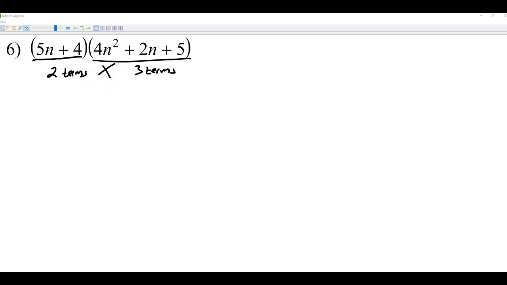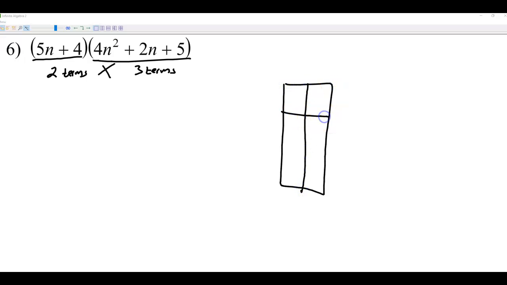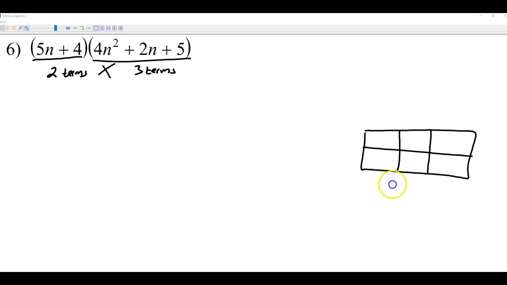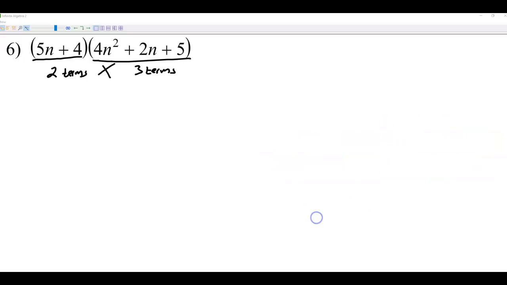2 by 3. So you could draw your box like this, 2 by 3, or you could draw your box like this. It doesn't matter. You should end up with the same answer in the end. I like the horizontal one, but it's your call. So I'm going to make a 2 by 3 box.